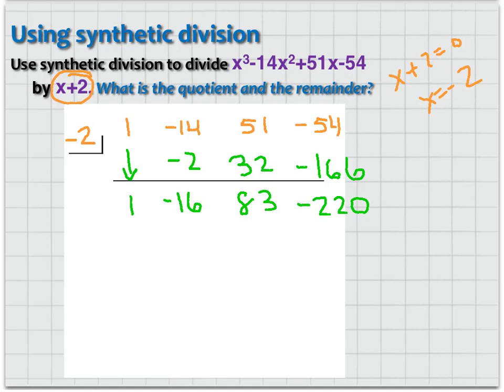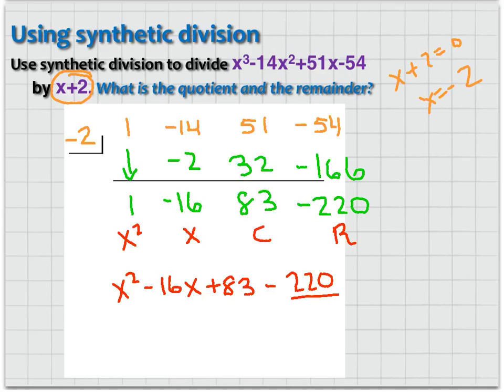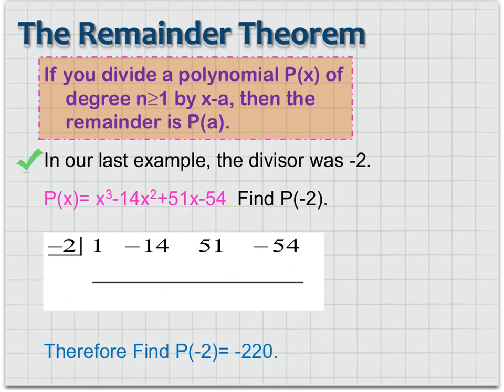So the last term is always your remainder, then your constant, then your linear, then your quadratic. So my final quotient would be x squared minus 16x plus 83. My remainder is negative 220, so it's negative 220 over my divisor, which was x plus 2, and that would be the final answer. The remainder theorem can be a very helpful theorem.